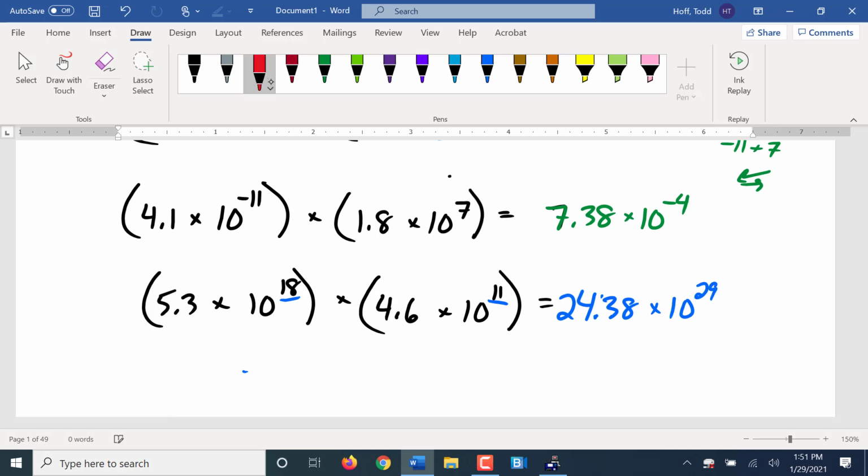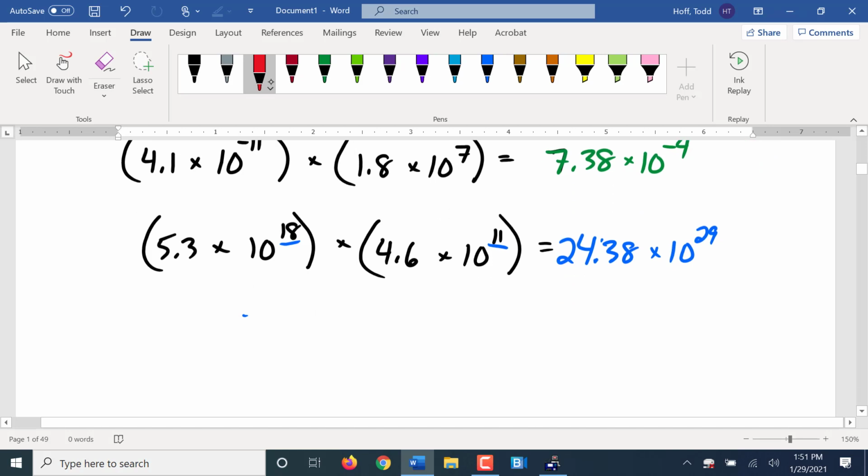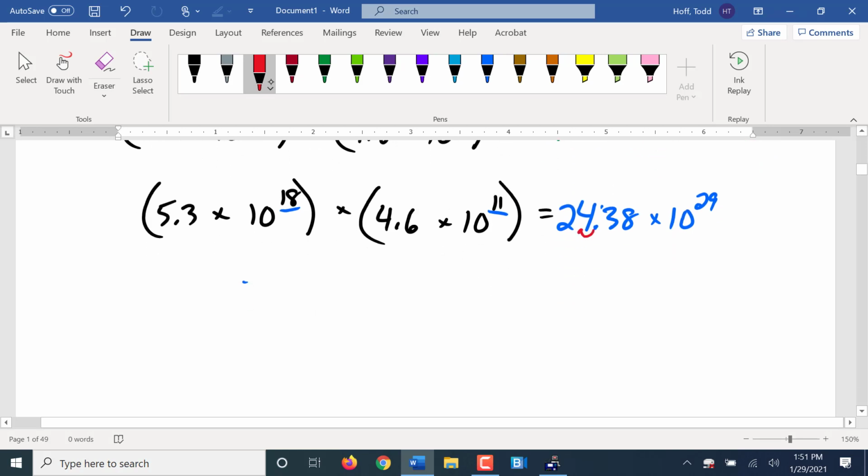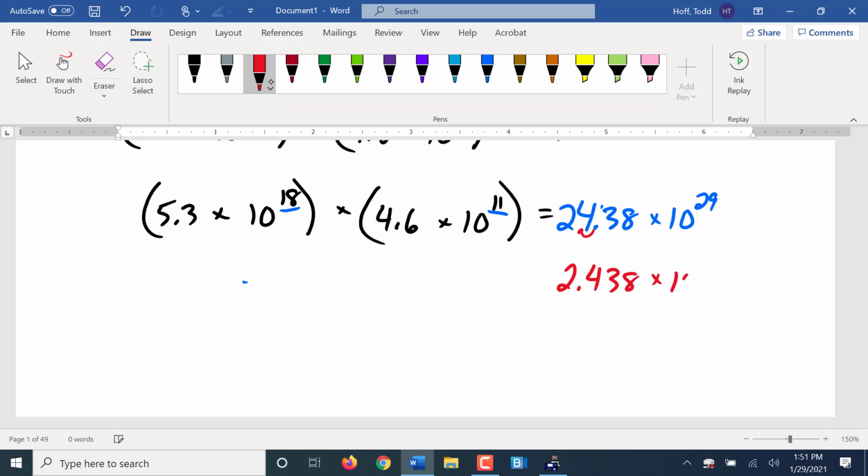Now, of course, you see a problem with this answer. What is it? Got to move the decimal. So that becomes 2.438 times 10 to the 30th. Good. This number got smaller by one place value. The power had to get larger by one. Remember, each place value is multiplying or dividing by 10. That's why we have to adjust the power of 10.